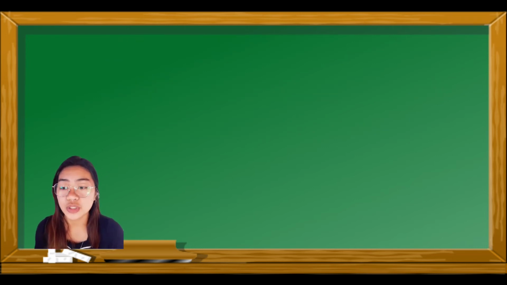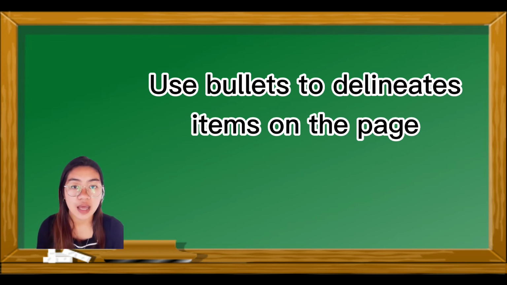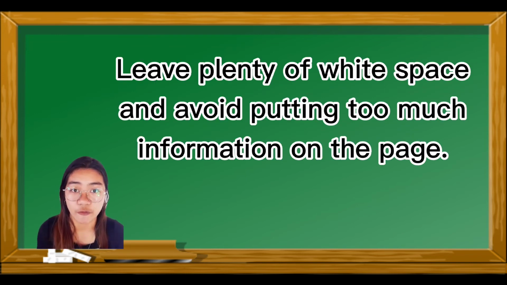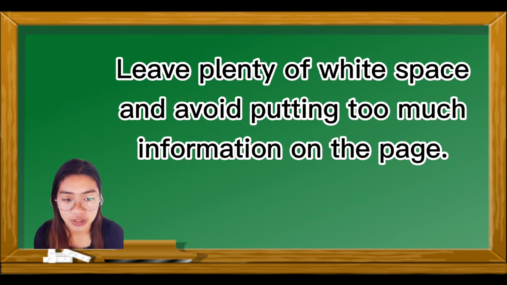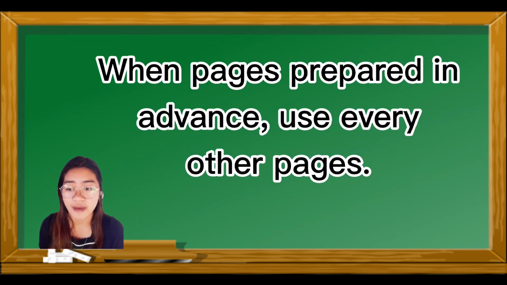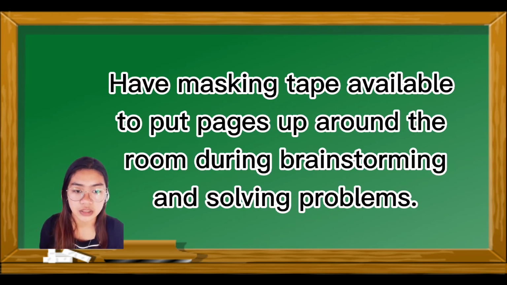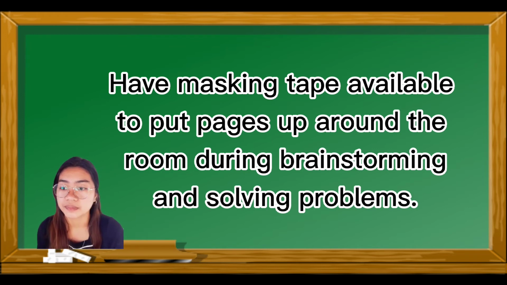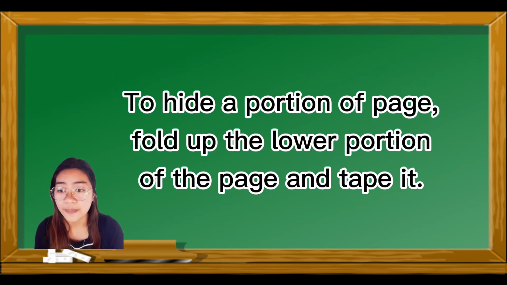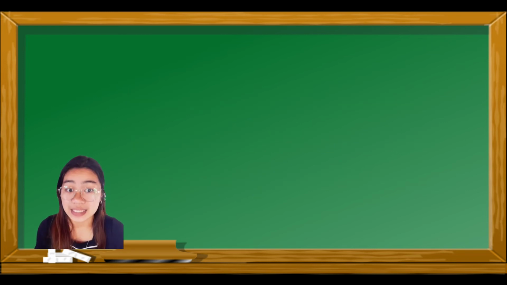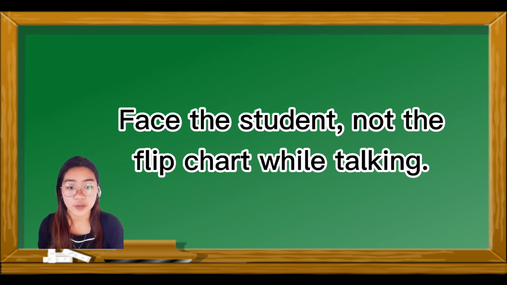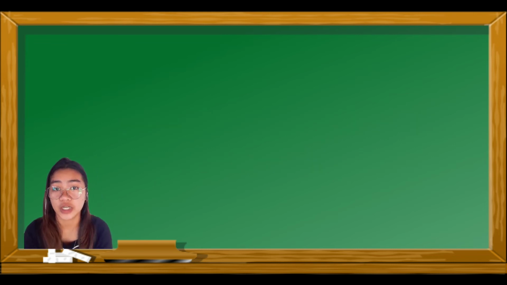Number 5. Use bullets to delineate items on a page. Number 6. Leave plenty of white space and avoid putting too much information on one page. Number 7. When pages are prepared in advance, use every other page. Number 8. Have masking tape available to put pages up around the room. Number 9. To hide a portion of a page, fold up the lower portion of the page and tape it. And lastly, face the students, not the flip chart, while talking. We're done with the flip chart and the suggestions for the flip chart. Now let's proceed to the zigzag board.